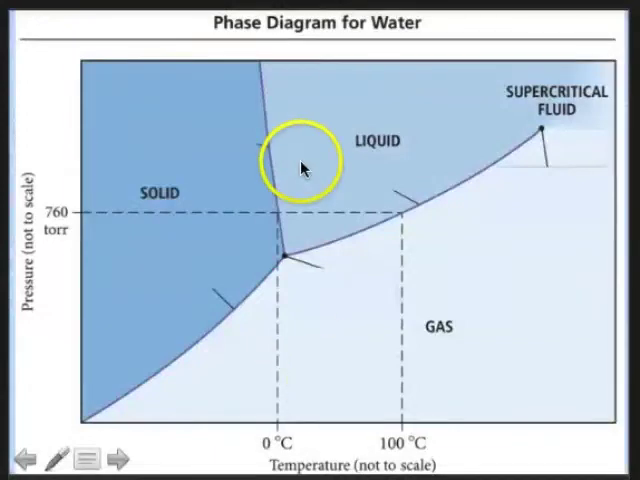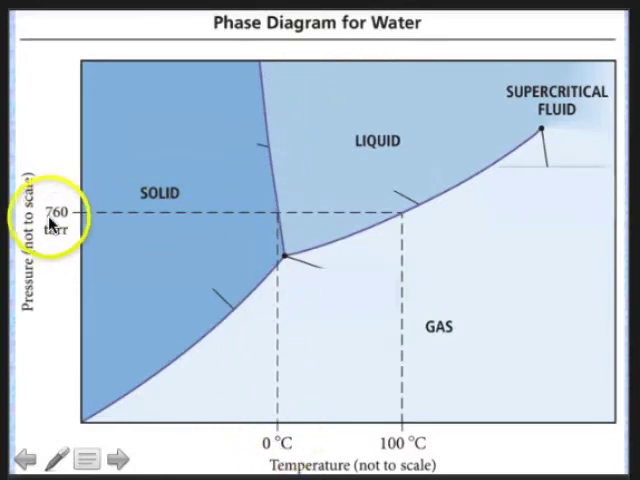So now we're going to talk about phase diagrams, which is a graph which plots pressure versus temperature as a function of the phases of a particular substance, solid, liquid, and gas. So here's the boundary between the solid and the liquid state. So this would represent the melting point or the freezing point of water in this case at a particular temperature.